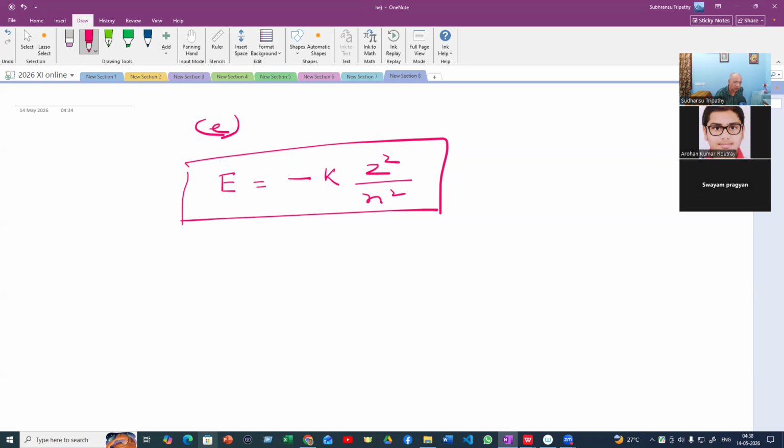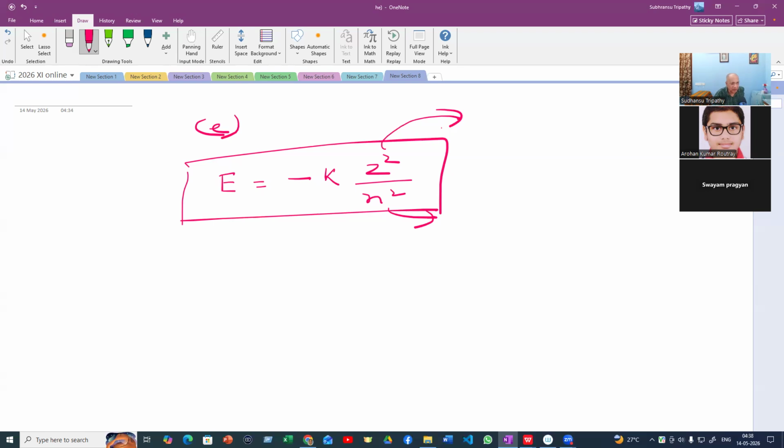Yes, I was asking Arohan that E is equal to minus K Z square by N square. Z is the atomic number of that particular species. If it's hydrogen, it is 1, if it is He plus it is 2, if it is Li double plus it is 3. And N, what is N? Sir, the principal quantum number. Yeah, that is called the principal quantum number.